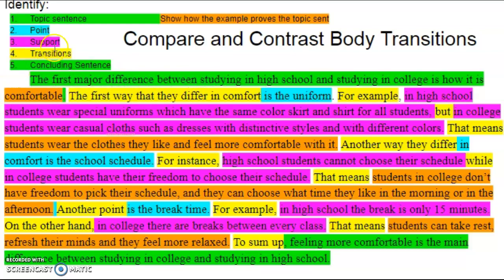So these are good examples of a body paragraph with a topic sentence and a concluding sentence that says the same thing as the topic sentence, but in a different way, making points, giving examples, and showing how those examples support the topic sentence.